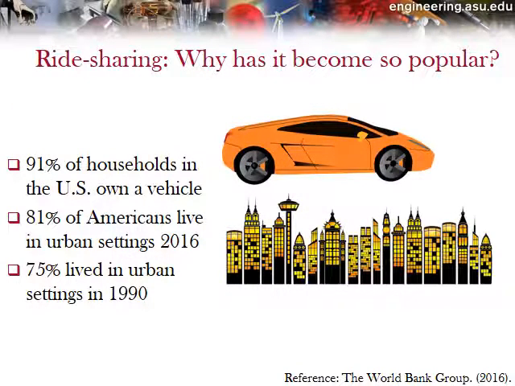Ride sharing. Why has it become so popular? How do you travel? Is it by bus, train, car, or walk? 91% of households in the U.S. own a vehicle. And 81% of Americans lived in urban settings in 2016, versus 75% in 1990. This means there is increasing urbanization, which is causing a huge demand on the roads, which equals traffic congestion, and which is why there are urban trains now in most cities to help alleviate the traffic.